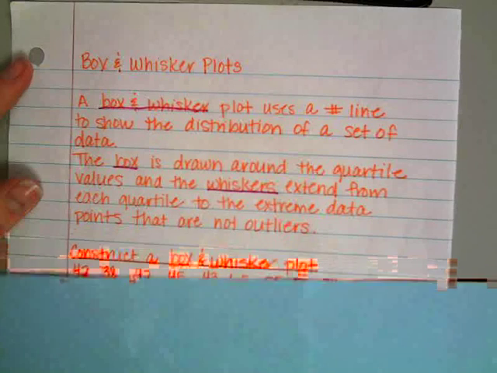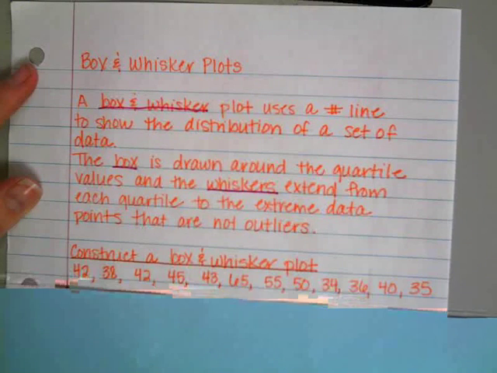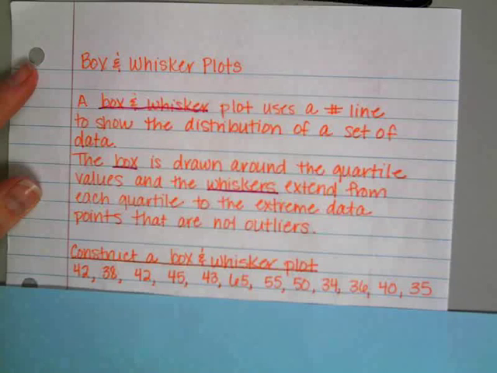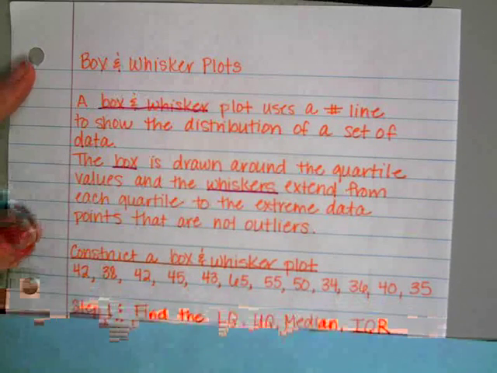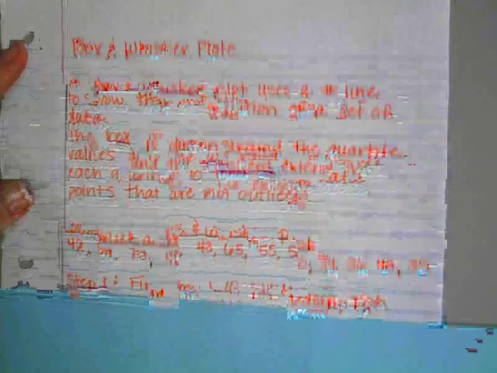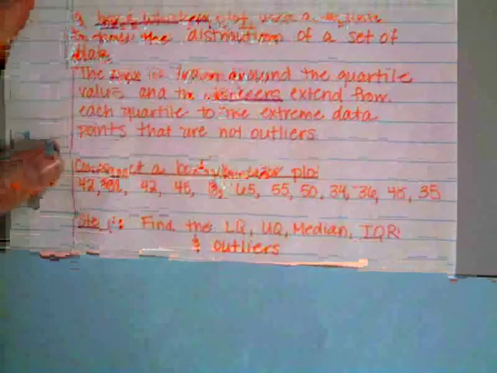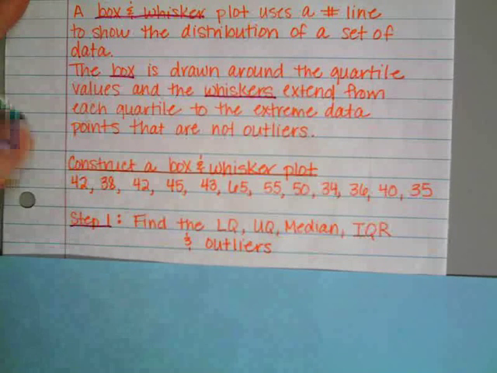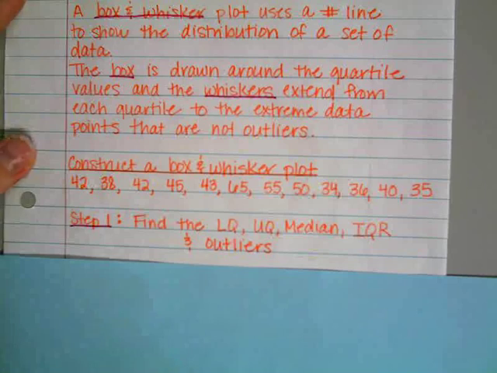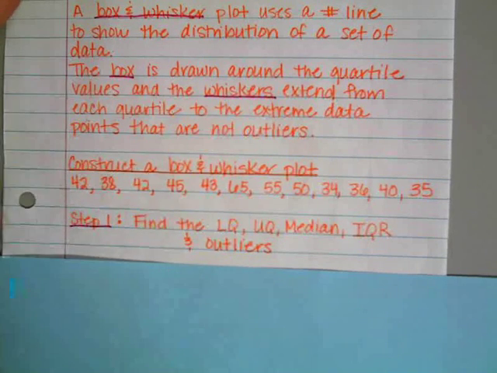So let's do an example of constructing a box and whisker plot. Here's a set of data that we would like to make a box and whisker plot from. To construct the box and whisker plot, the first thing that you are going to do is to find the upper quartile, the lower quartile, the median, the interquartile range, and the outliers.